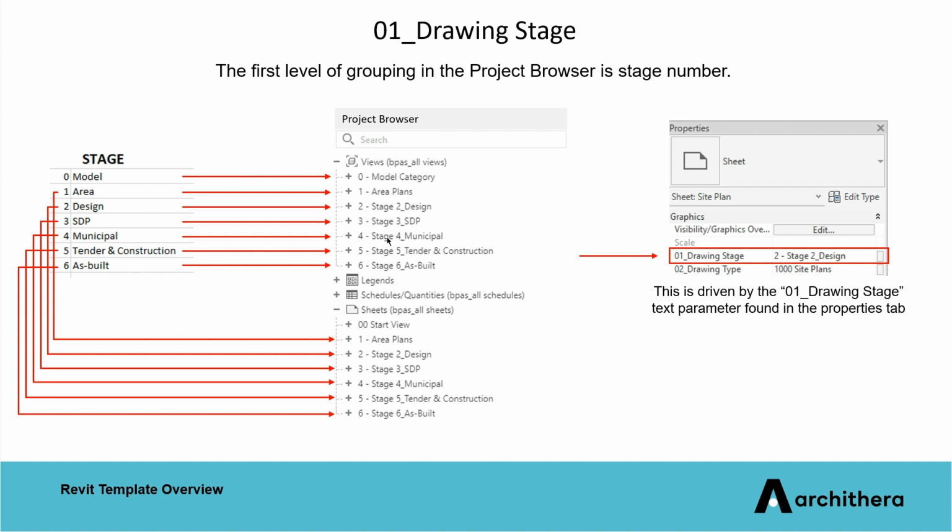So for your views, under each category, you'll have plans, sections, elevations, also with templates that are applied for each of them, so that you can create your correct graphical appearance for each view that you need to. And then this is driven by this project parameter, the 01 drawing stage project parameter. So here you'll find the stage 2 design. So this will be placed in stage 2. Either if it's a view, it will be placed in stage 2 in this category, or if it's a sheet, it's going to be placed in this stage 2 design field.